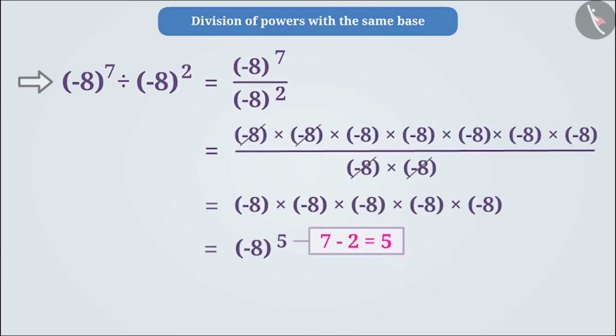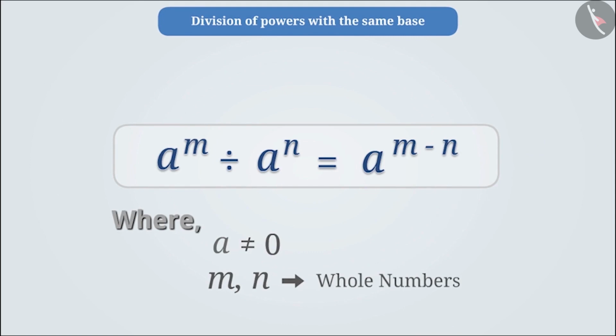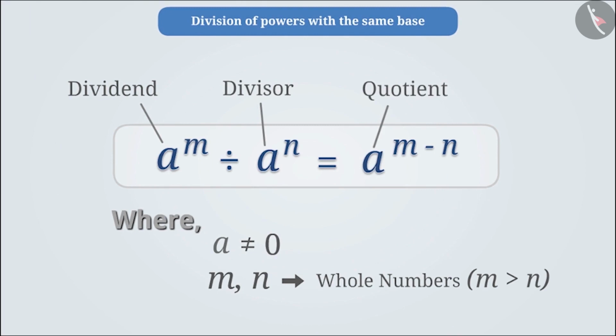Therefore, broadly we can say that for a non-zero integer a and whole numbers m and n, a to the power of m divided by a to the power of n is equal to a to the power of m minus n, where m is greater than n. That is, if the base is the same for division, then the power of the divisor can be subtracted from the power of the dividend, and the obtained difference is written as the power of the base.